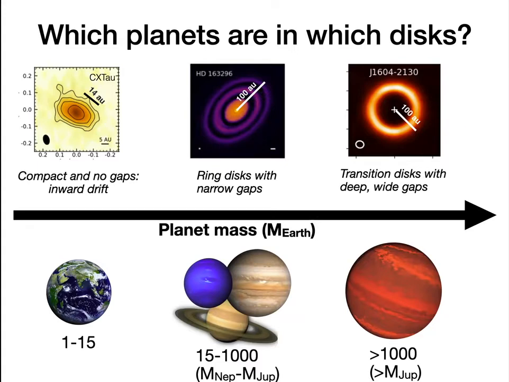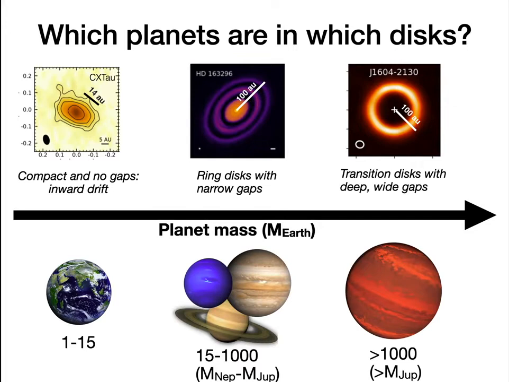And that threshold must be somewhere between 10 and 20 Earth masses. We can think of ring disks with narrow gaps, which probably have planets above 15 Earth masses, or above a Neptune mass, but probably less than about a Jupiter mass. And then finally, we have the third category, the so-called transition disks with these large inner cavities. They must be caused by the most massive planets of more than a Jupiter mass.